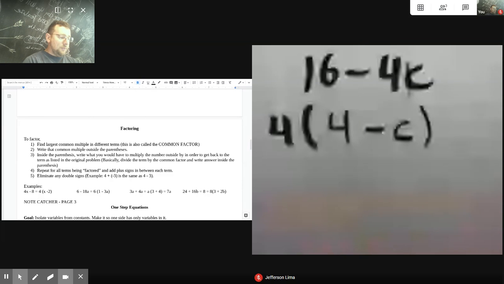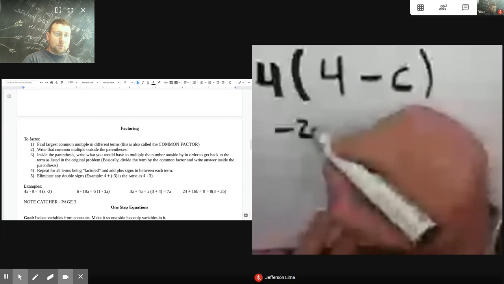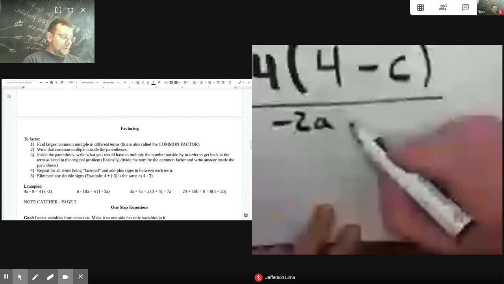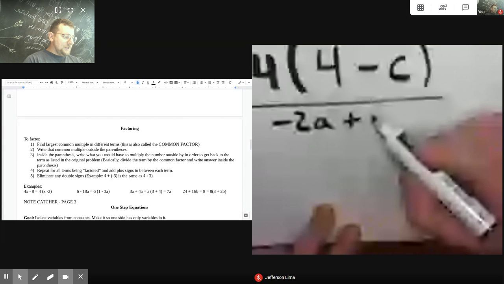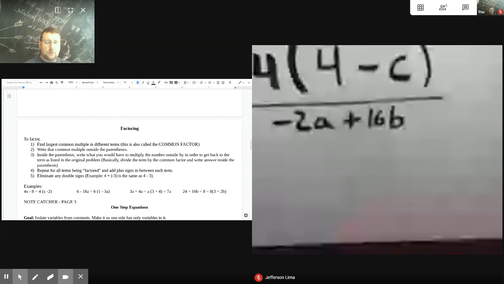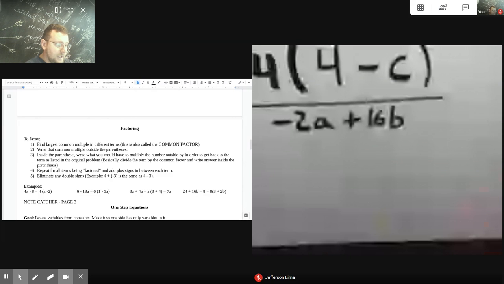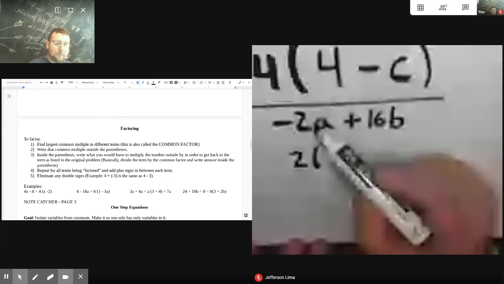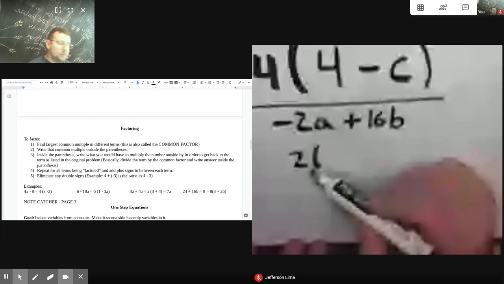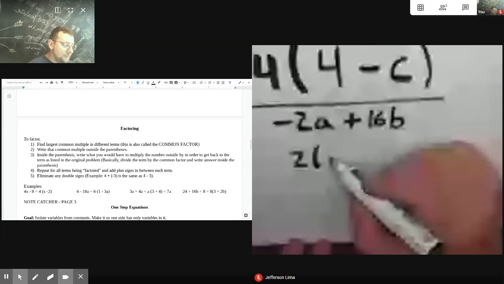So let's see if we do a new problem here: negative 2a plus 16b. So if you look at these 2 terms, what number or letter, variable, because you can do variables, we'll do an example of that next, lives in both terms? Well, 2 does. So I pull the 2 outside, and then I ask myself, what is negative 2a divided by that 2 that I left on the outside? Well, it's going to be negative a.